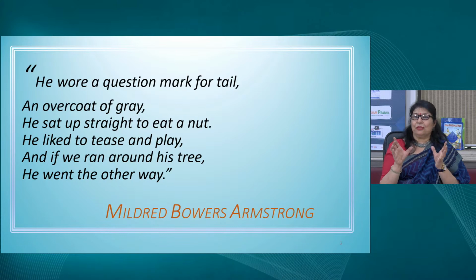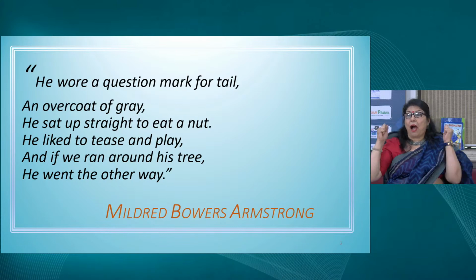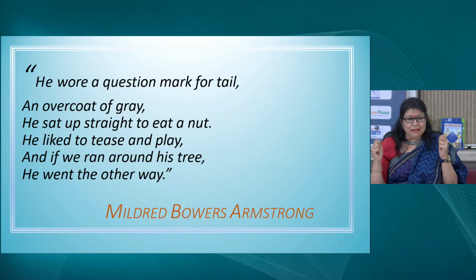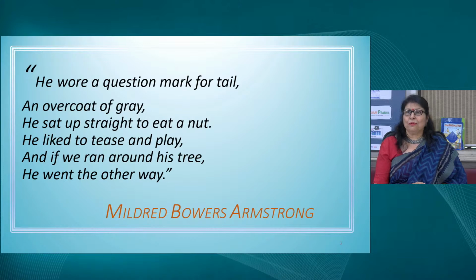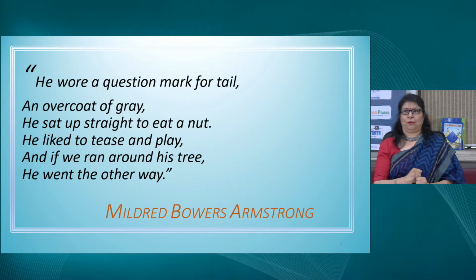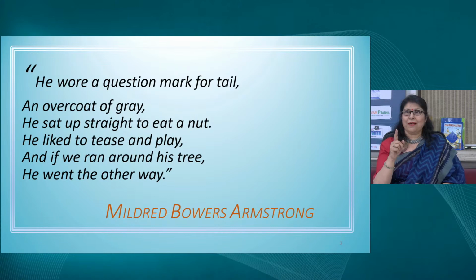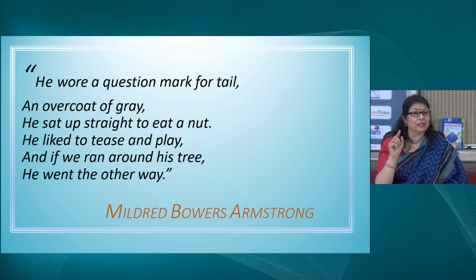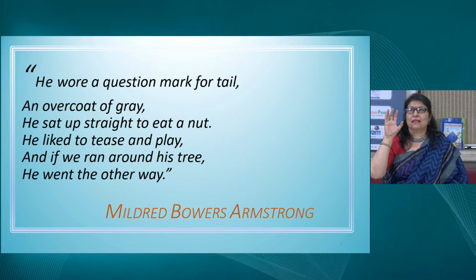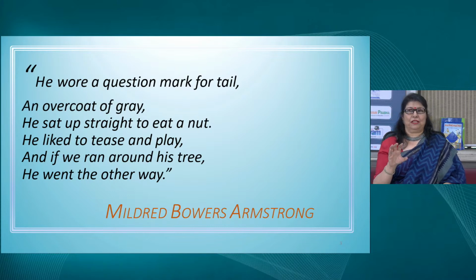If you find it hard to learn, then you can say M.B. Armstrong. It is Mildred Bower Armstrong. Spellings should be correct. If you are unable to remember the name, then you can always write M.B. Armstrong. Neil Armstrong. Do you remember Neil Armstrong? He went to the moon, no? So it is M.B. Armstrong, and the poem is written in inverted commas. You must be keen observers, and the poem is the observation of the poet about the squirrel.